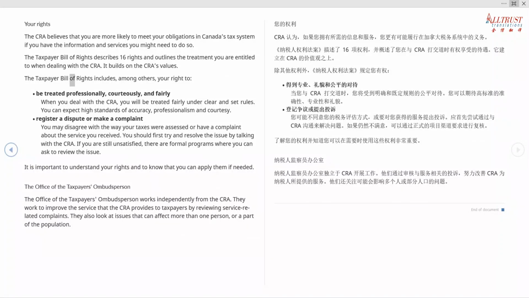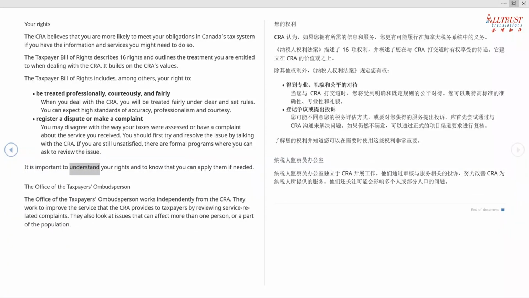The Taxpayer Bill of Rights includes, among others, your right to be treated professionally, courteously, and fairly. When you deal with the CRA, you will be treated fairly under clear and set rules. You can expect high standards of accuracy, professionalism, and courtesy. Register a dispute or make a complaint. You may disagree with the way your taxes were assessed or have a complaint about the service you received. You should first try and resolve the issue by talking with the CRA. If you are still unsatisfied, there are formal programs where you can ask to review the issue.